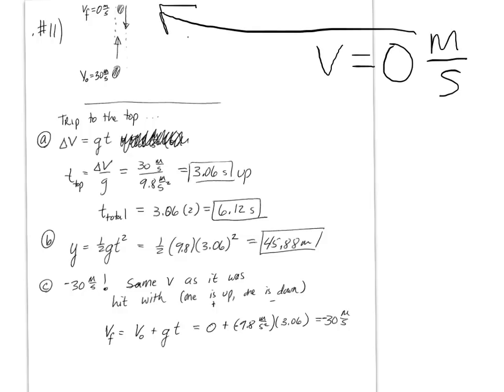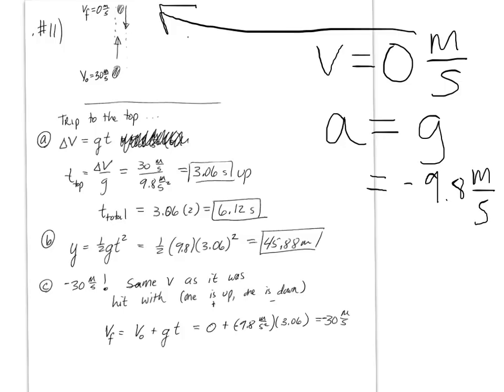But what is its acceleration? If you said 0, you're not right. Its acceleration will always be gravity. Gravity is what's causing it to slow down and to speed up. So its acceleration is still going to be negative 9.8 meters per second squared.